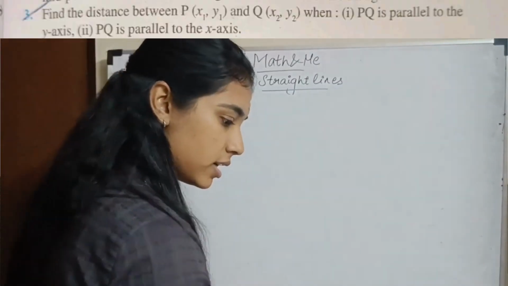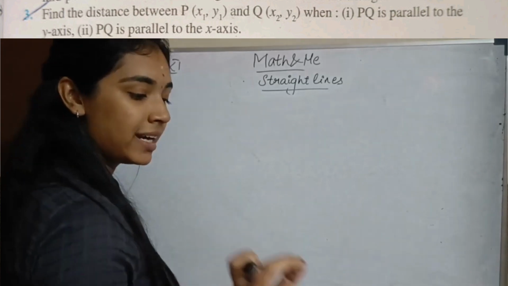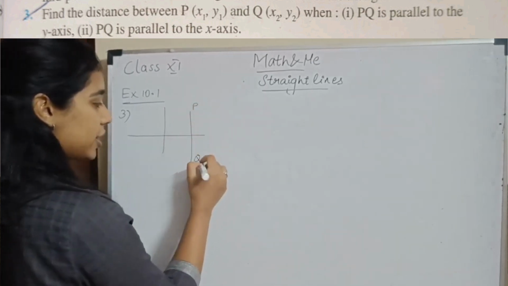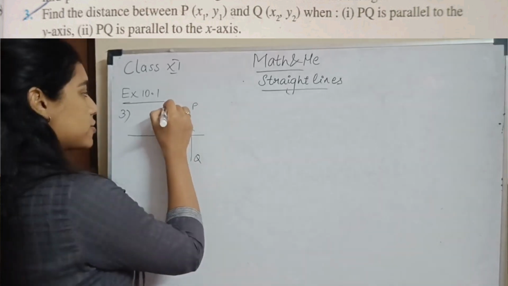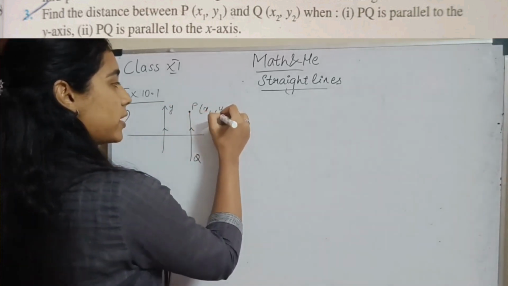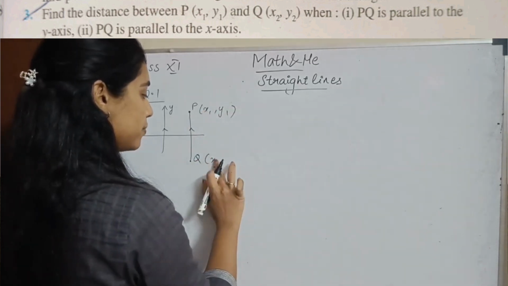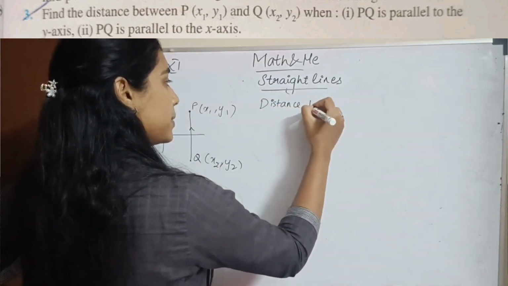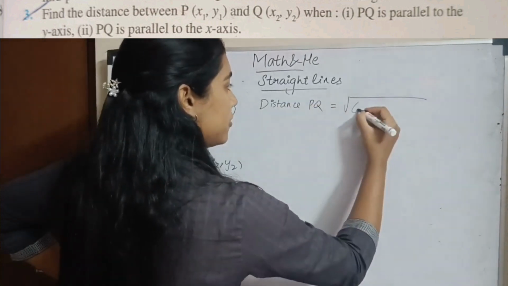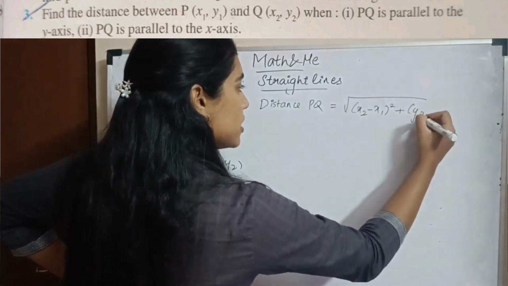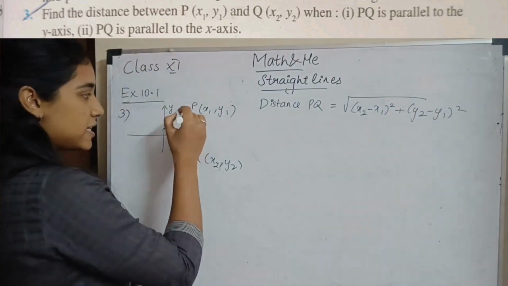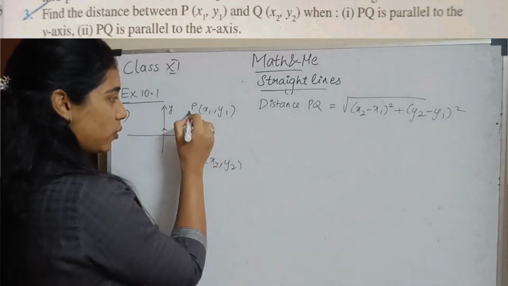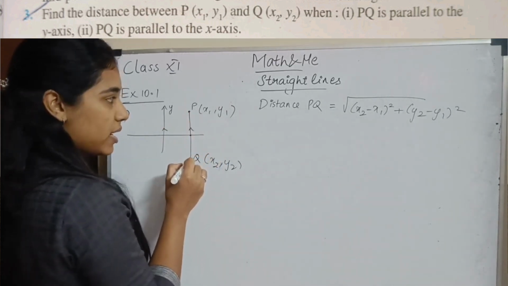Question number 3. Find the distance between P and Q when PQ is parallel to the y-axis. So you have the x-axis and y-axis, and PQ is parallel to the y-axis. Here you have the coordinates x1, y1 and here the coordinates x2, y2. Using the distance formula, the distance between P and Q is the square root of x2 minus x1 the whole square plus y2 minus y1 the whole square. But since this is a line parallel to the y-axis, we have the same x coordinates. Only the y changes, here a positive y, here a negative y, but the x coordinate remains the same.